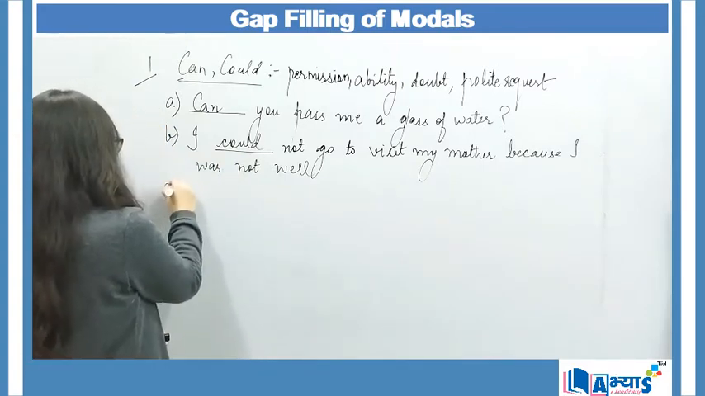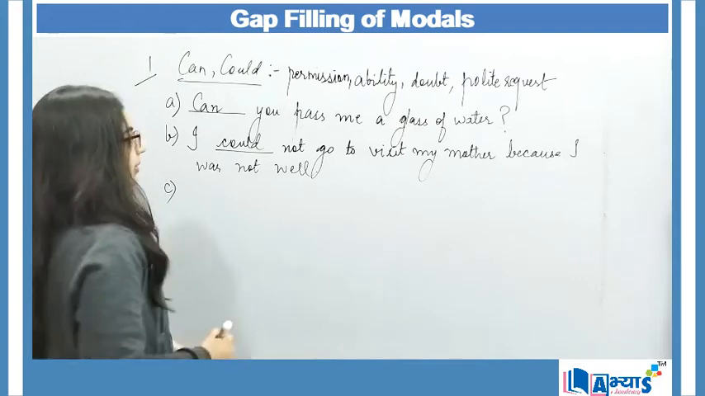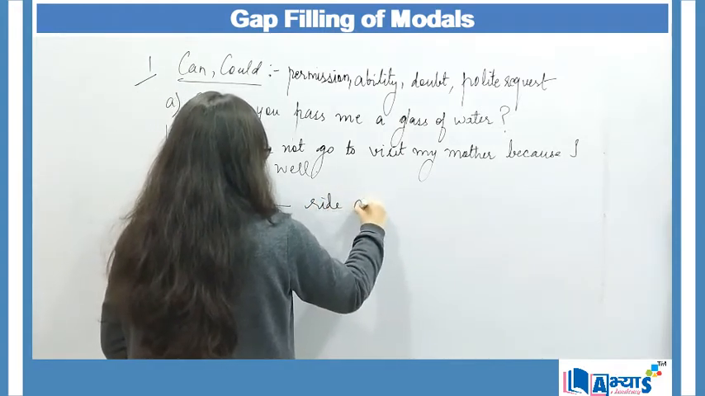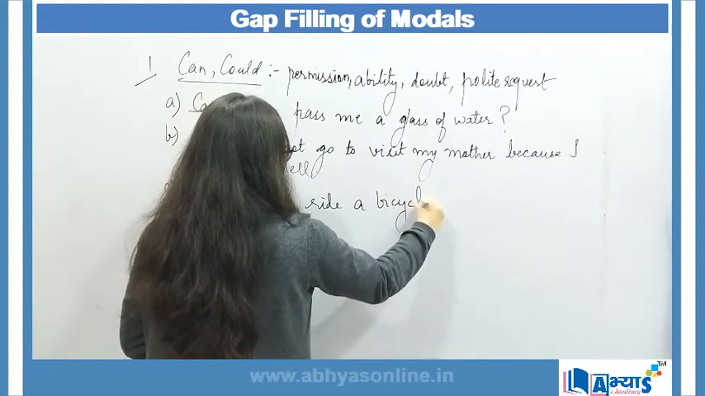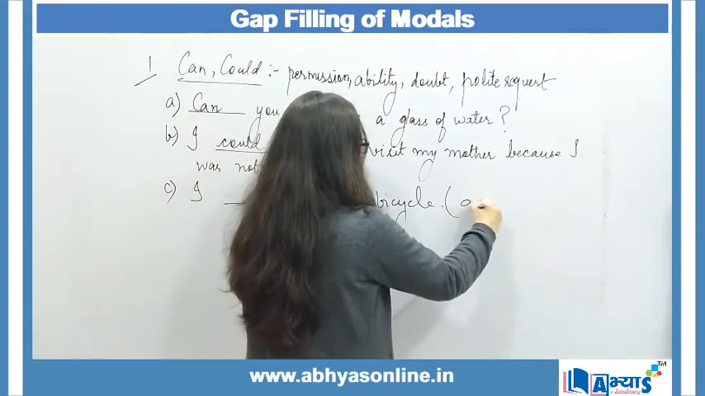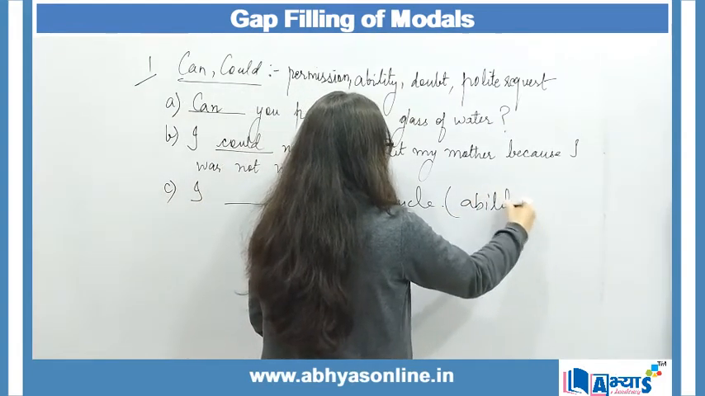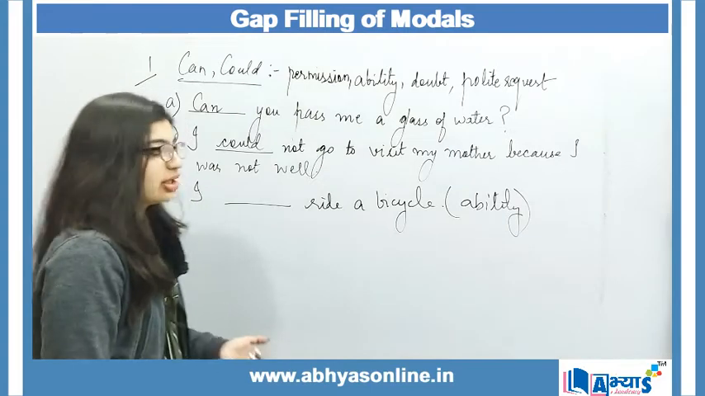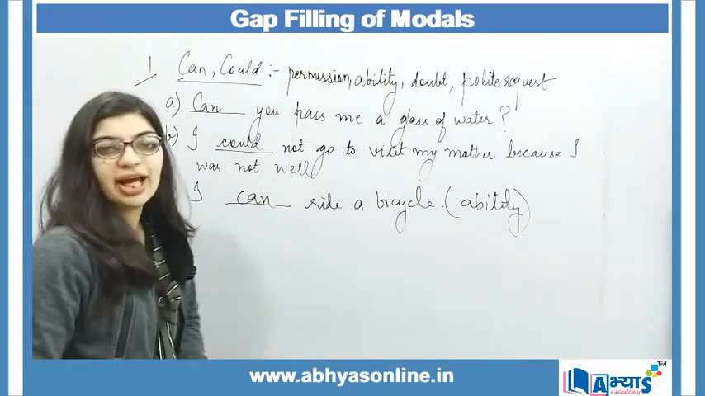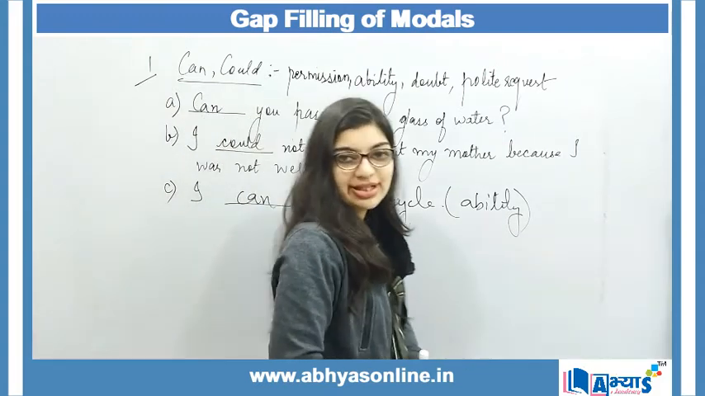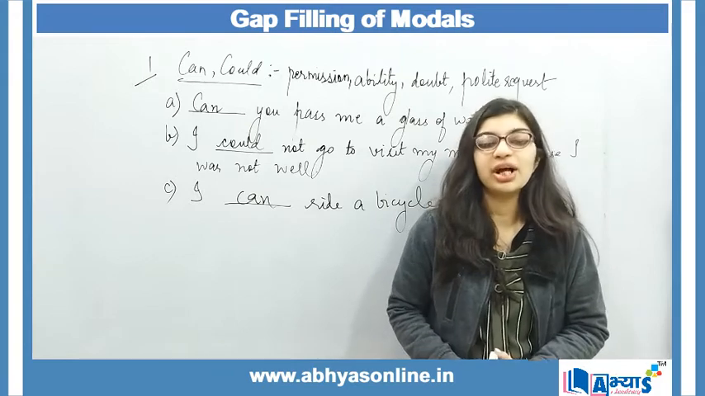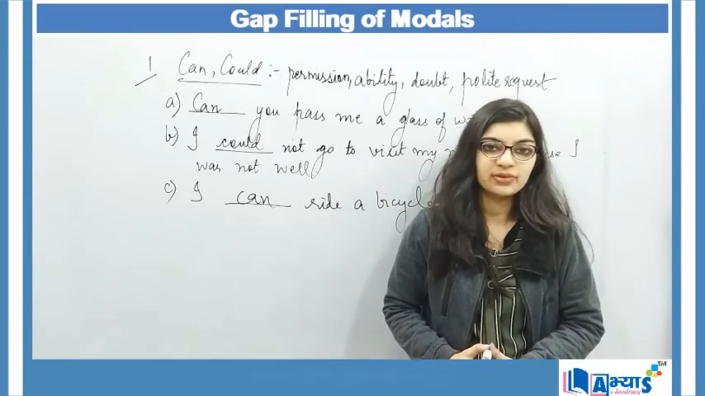And let's discuss the third example. The third example can be I dash ride a bicycle. Now here there is a kind of ability which is representing over here. So in order to show the ability, I will say I can ride a bicycle. So these are some of the examples of gap filling where the gap can be filled using modal can and could.